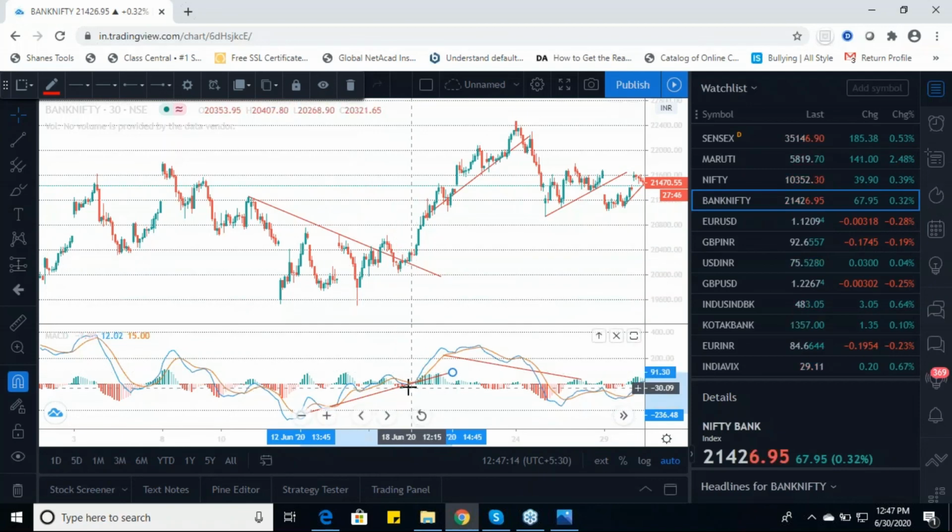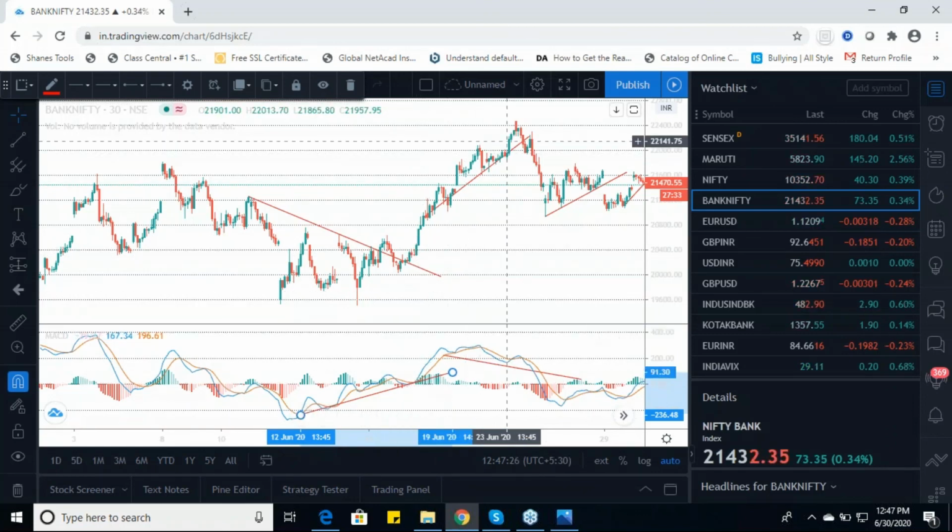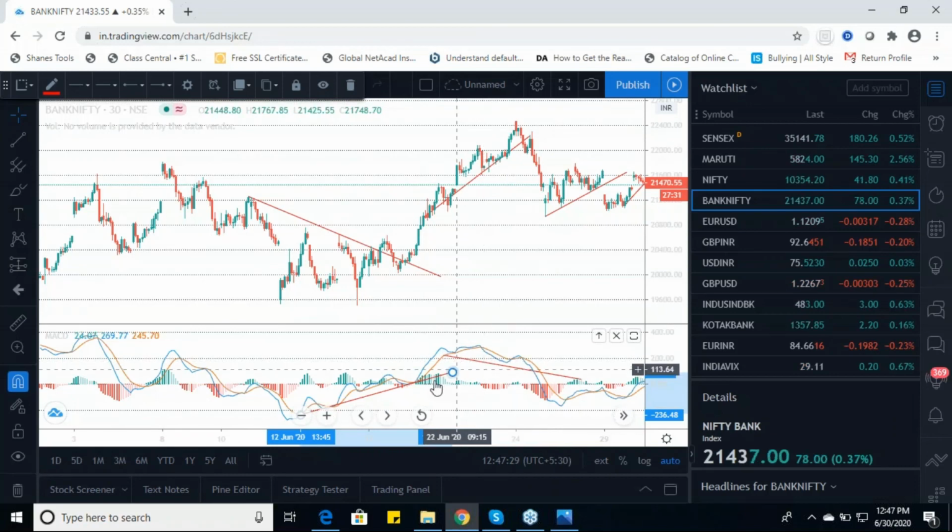So as you can see here, it crosses over there but doesn't make a new high. But once it crosses above the zero line with a powerful volume signal, it started making a higher high, and once it made a higher high, it gave a signal over there. So that's how the MACD works out with the trend line.